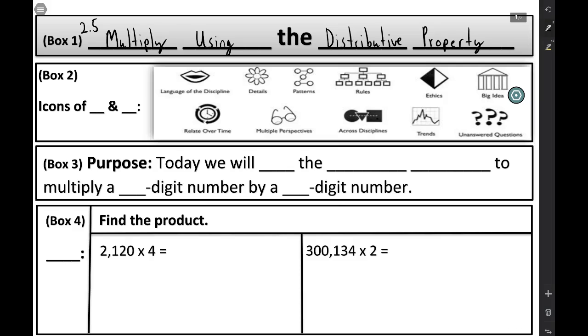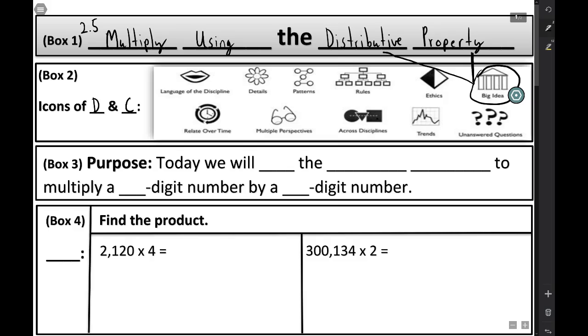Okay, and for this we're going to focus again on Box 2, icons of depth and complexity. We're going to focus on the big idea, okay? And the big idea of today's lesson is going to be focused on using the distributive property to multiply, okay? That's our biggest thing that we're working on. At this point, you're probably already familiar with multiplying factors. However, in this lesson, we're going to be focusing on how we can use the distributive property to multiply, okay? So again, just another strategy of approaching multiplication problems.